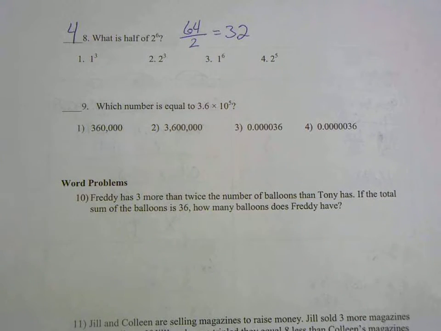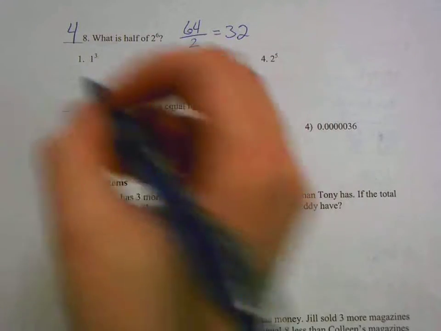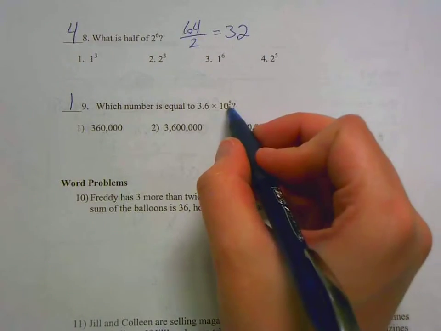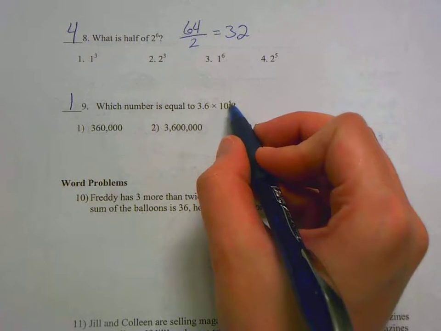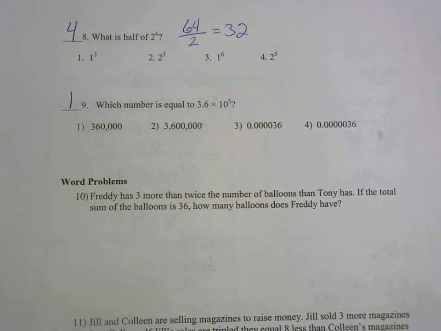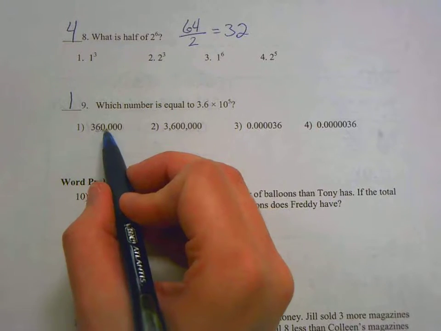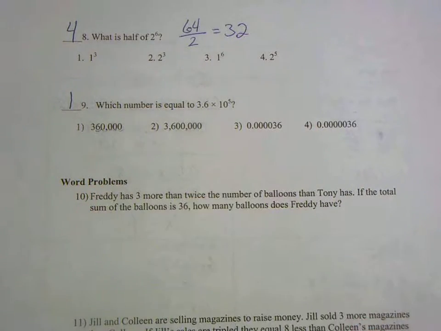Number 9, which number is equal to 3.6 times 10 to the 5th power? It'd be choice 1, because what this means is you're going to move the decimal point 5 times, and since it's a positive 5, you're going to move it to the right. So 1, 2, 3, 4, 5.